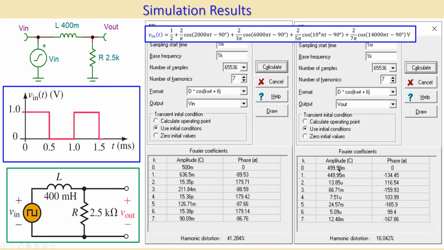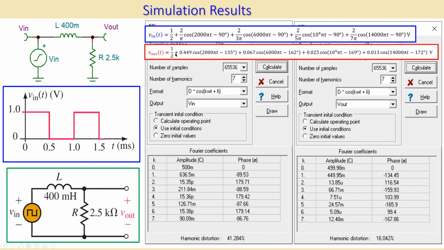So if I look at my output expression, you have a 0.5 here, and if I look at the first harmonic, which is at 1 kilohertz, I can see that it is 0.449, and it is pretty close to what we have in simulation. The phase was minus 135 degrees. It's also really close to what we have in the simulation, which is minus 134.5 degrees. Very close to what we have.